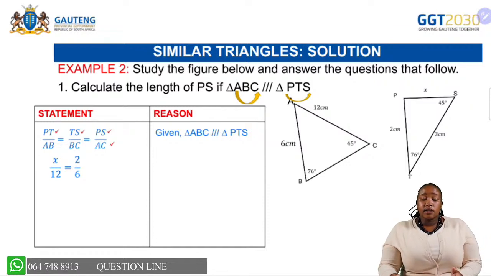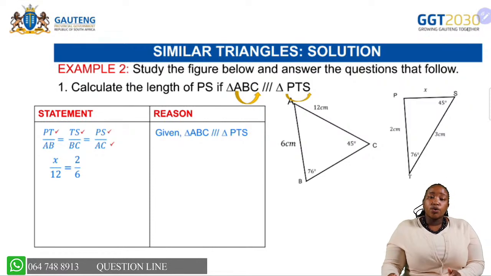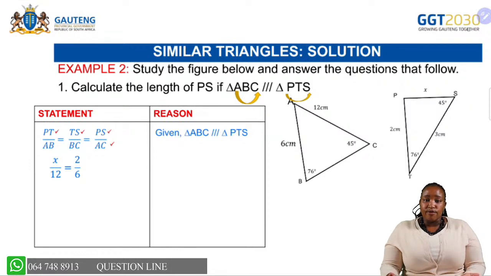I have x divided by 12 is equal to 2 divided by 6. So what I've done here, I've just substituted all the values for the sides onto my fraction. Okay, and then in this method, I'm going to first do the cross multiplication method. So x is your numerator, right? So you're going to multiply with the denominator on the right, and you are going to have 6x, and then 2 times 12 gives you 24.